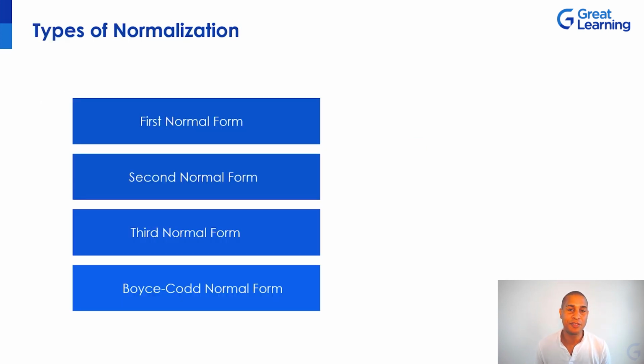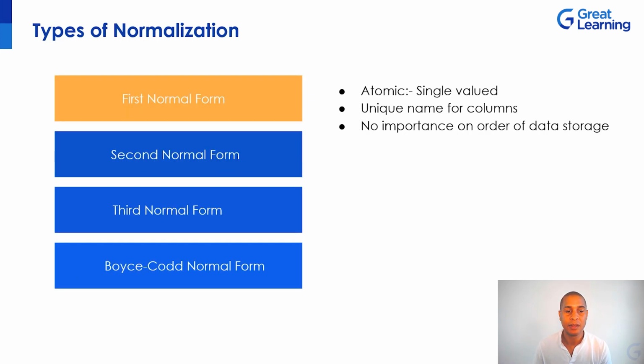So what are the types of normalization? We have first normal form, second normal form, third normal form, and Boyce-Codd normal form. And we're going to dive into the attributes of each one of these so you understand why these are used. So let's talk about the first normal form.